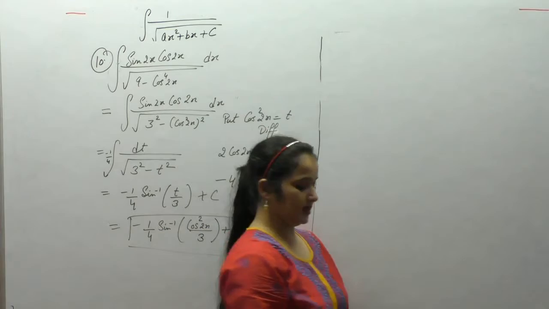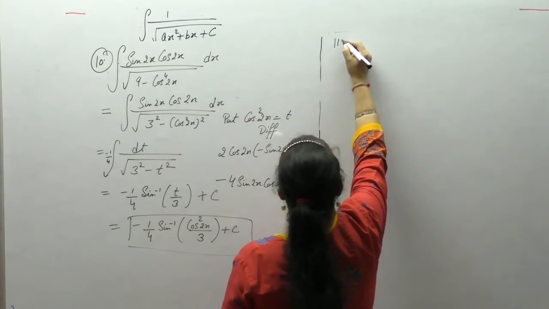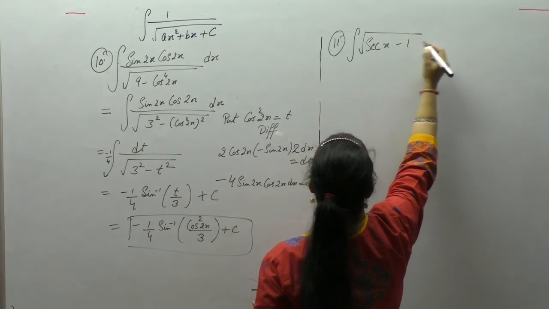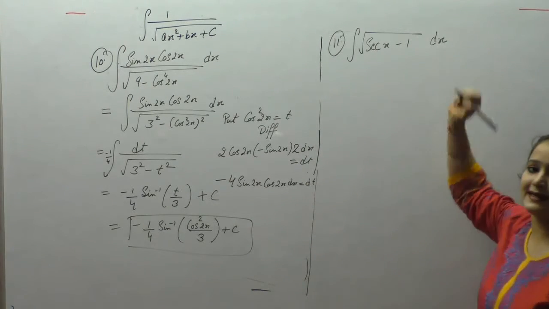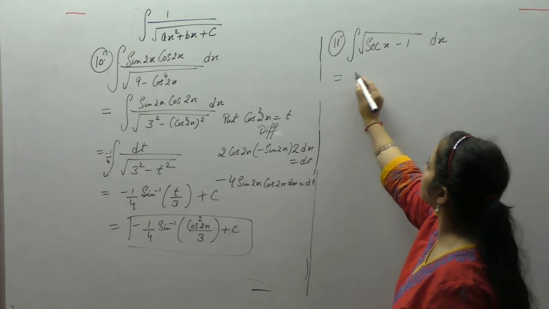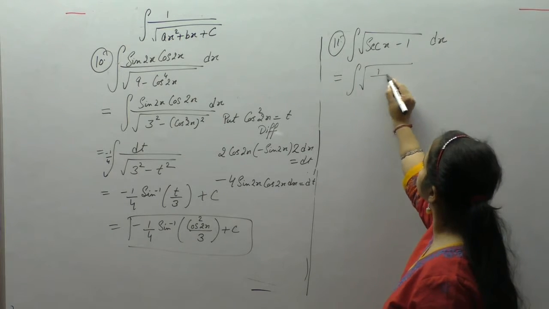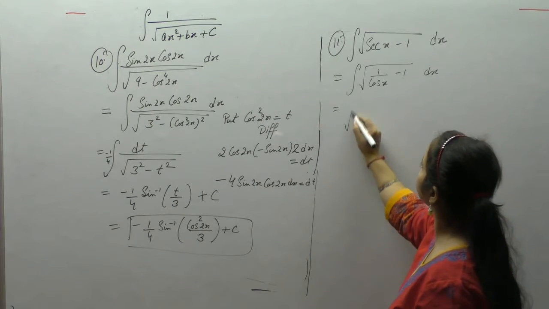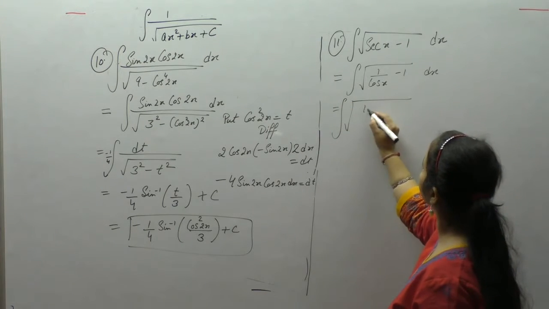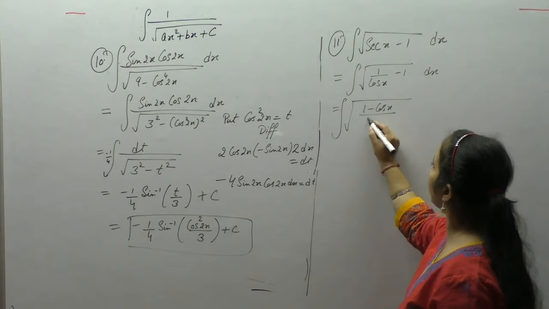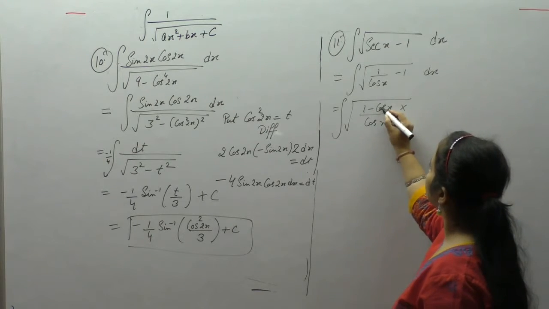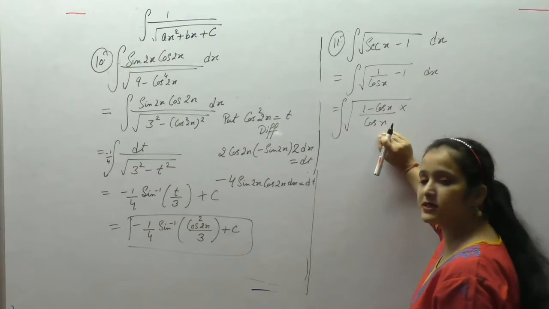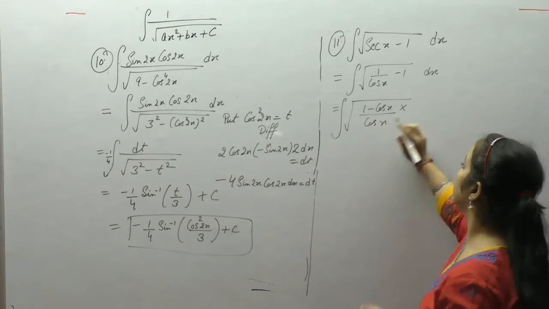Now the next question is the integral of square root of sec x minus 1. We can write sec x as 1 upon cos x. Now take the LCM: 1 minus cos x upon cos x. In the numerator and the denominator I have terms in cos, so rationalize it.